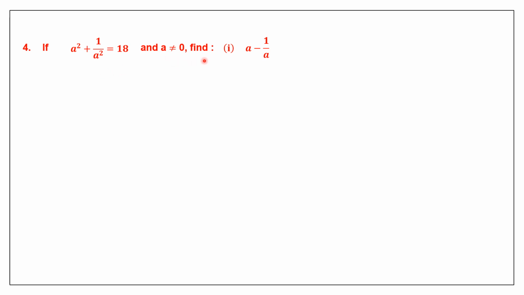Question 4. If a square plus 1 by a square is equal to 18 and a is not equal to 0, find the first one, a minus 1 by a. So we are going to write this down here. So that is a minus 1 by a.